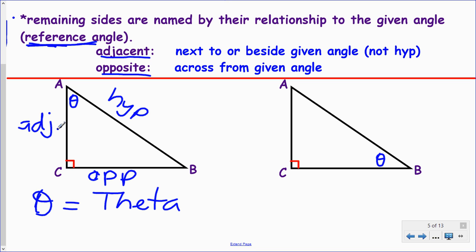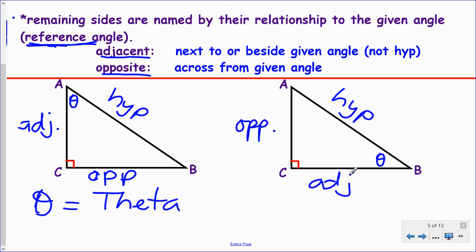Now, let's look at this other triangle. So if you notice, the reference angle or the given angle is now angle B. Now that doesn't change the hypotenuse, because remember, the hypotenuse is always opposite the right angle. But that does change the opposite and adjacent side. So now side AC is opposite angle B, and side CB is adjacent to angle B.